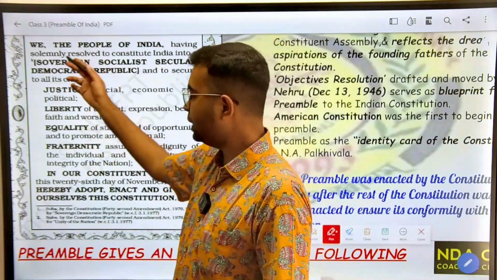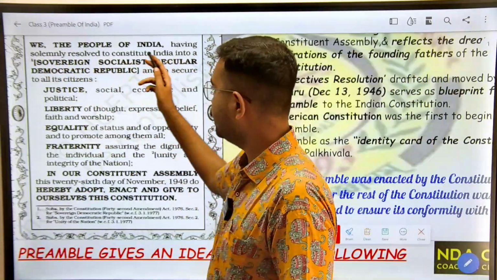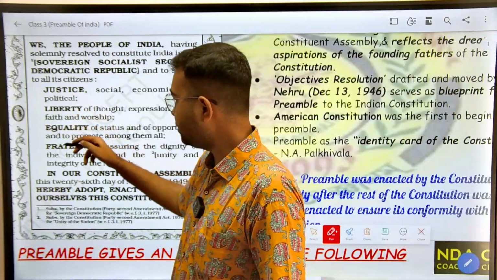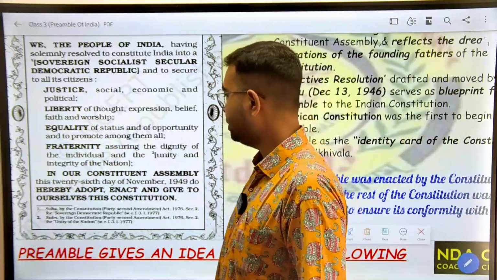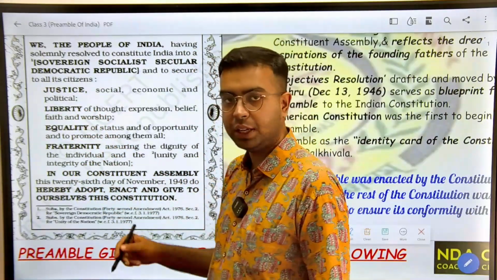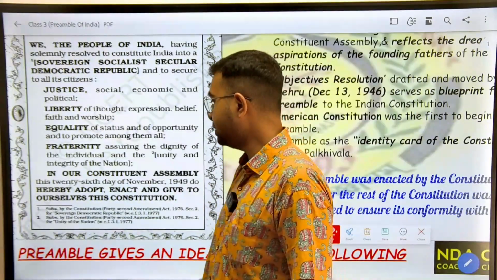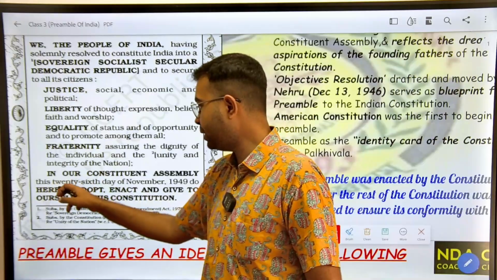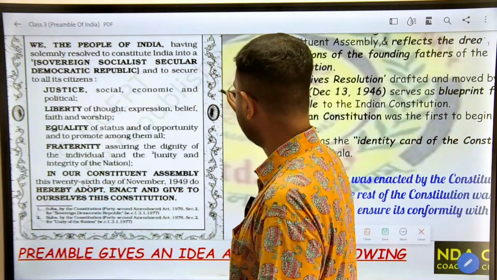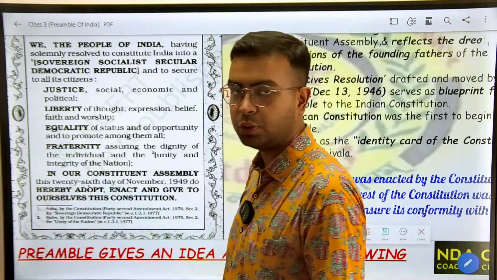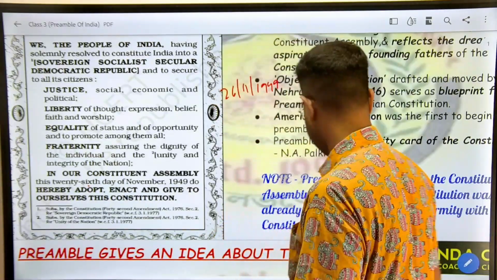Then we saw the nature of our state: sovereign, socialist, secular, democratic republic. Then the goals of the state: justice, liberty, equality, fraternity. And then we have the venue, which is the Constituent Assembly, in which the constitution was drafted and enacted, and the date on which it was adopted. The date is the 26th of November 1949, also known as Constitution Day in India.